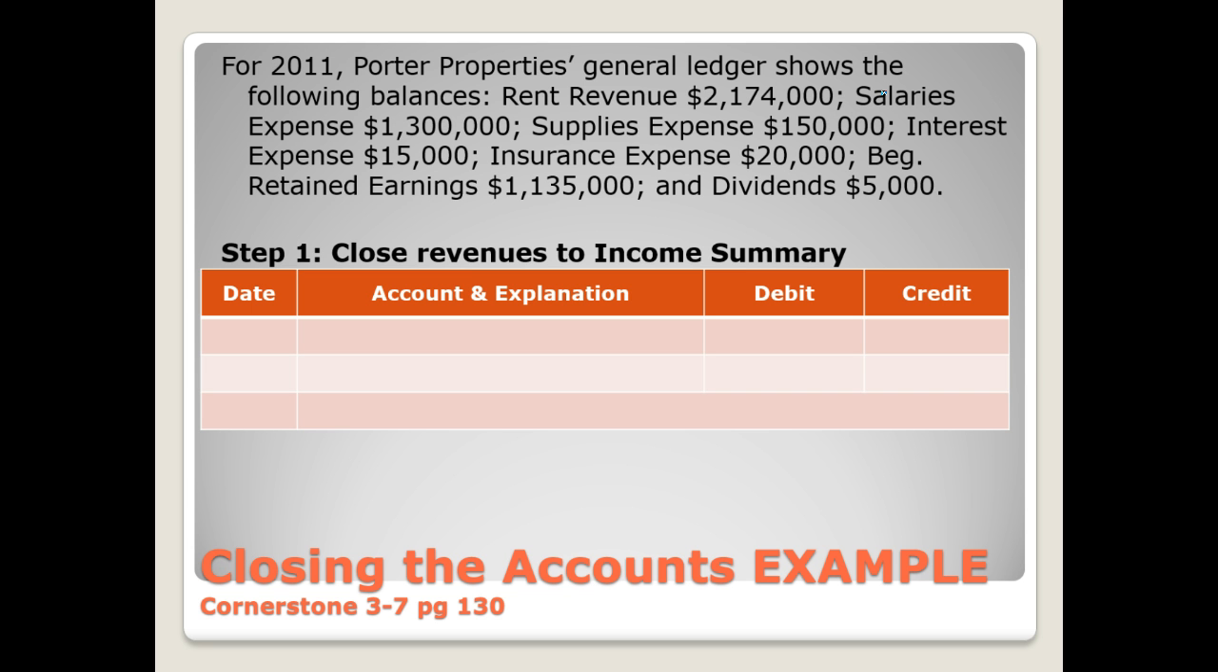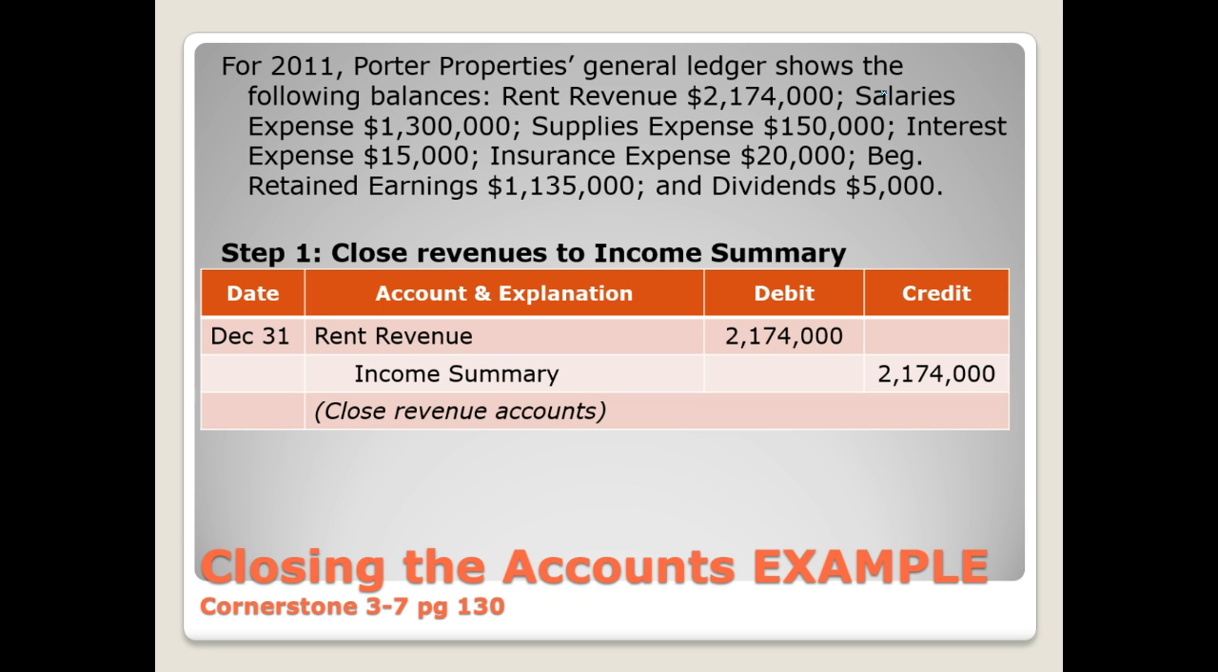First off, let's close the revenues. We're going to close them to the income summary account. Well, we would pick our date as December 31st because it's the end of the year. In order to close a revenue account, if I've been accumulating revenues as credit entries, the only way to close it is to close it with a debit entry. So I would debit the rent revenue account and I would credit the income summary account for the exact amount of rent revenues totaled throughout the year.